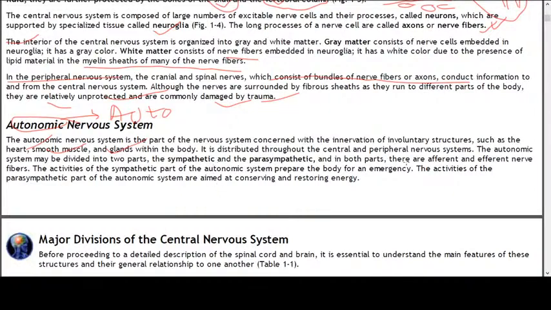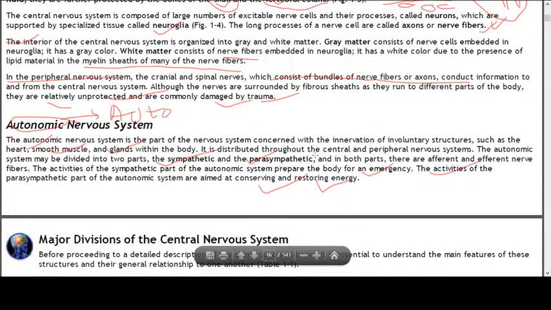It is distributed throughout the central and peripheral nervous systems. The autonomic system may be divided into two parts, the sympathetic and parasympathetic parts, and in both parts there are afferent and efferent nerve fibers. The activities of the sympathetic part prepare the body for an emergency. The activities of the parasympathetic part are aimed at conserving and restoring energy. The sympathetic is activated during times of emergency, and the parasympathetic is activated in chilled out conditions, conserving and restoring energy.